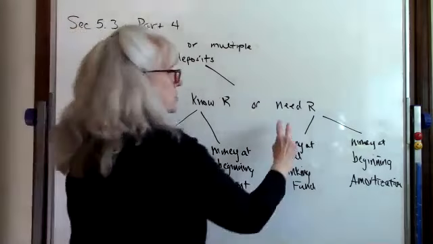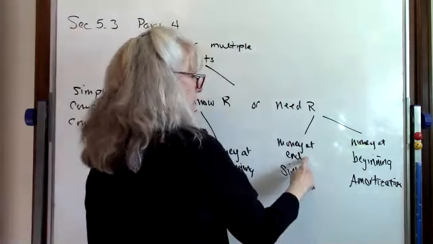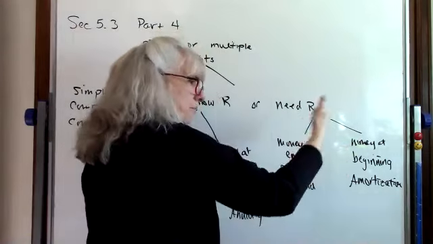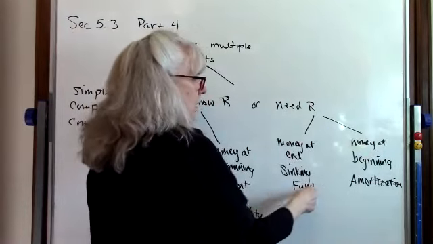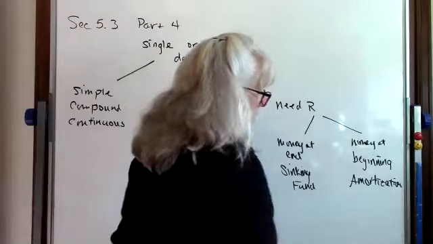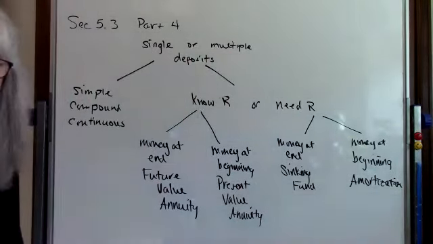If you do not know those periodic payments or those multiple deposits, the question becomes the same. Is it the money at the end or the money at the beginning? If you need the money at the end, you're saving up for something, then it's a sinking fund. If you have the money at the beginning, such as a loan, when you have the money up front, then it's an amortization. And that should help you determine when to use what formula.